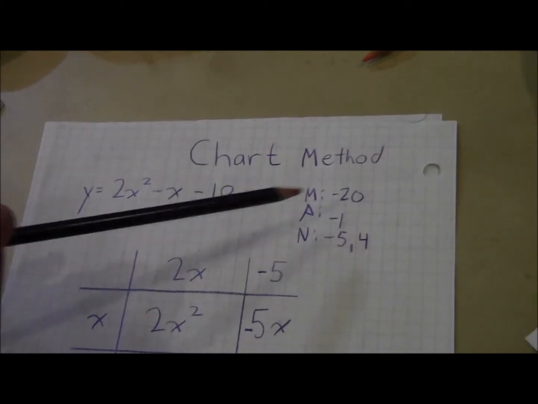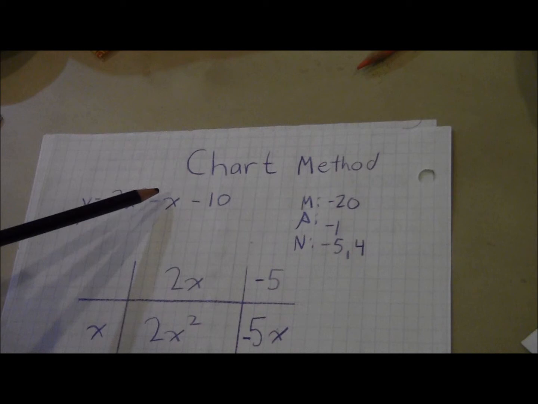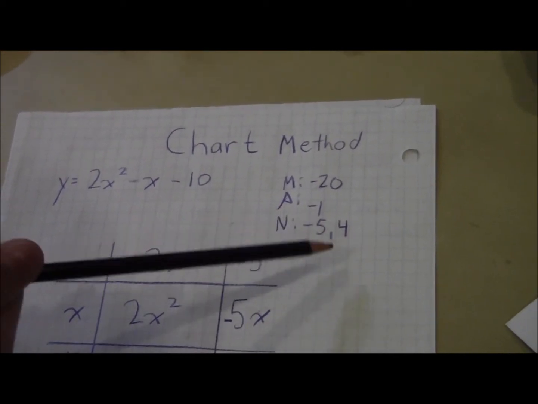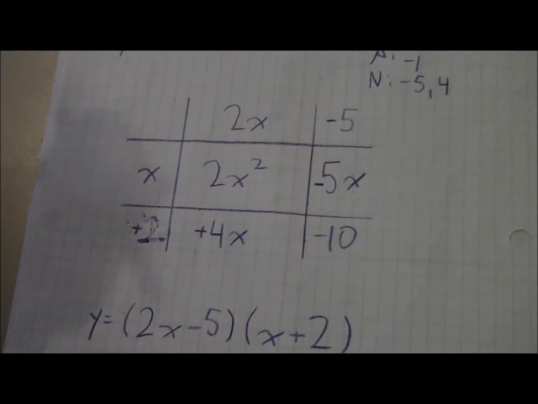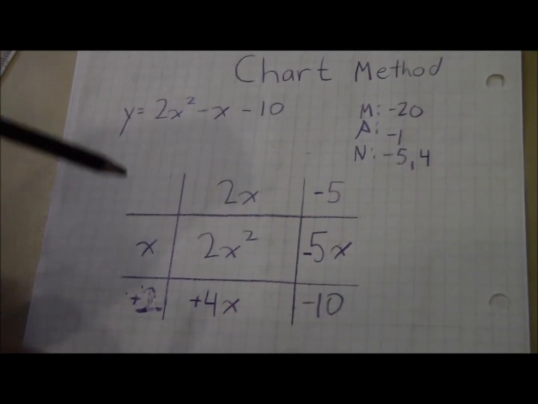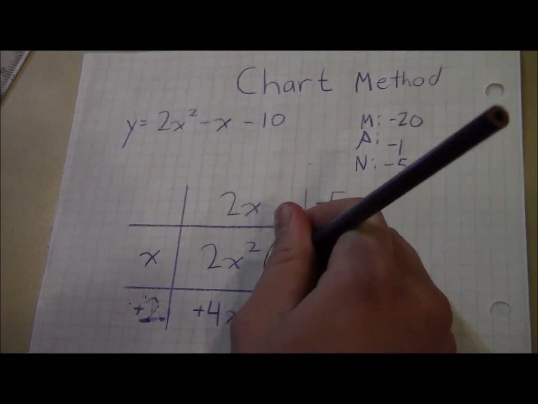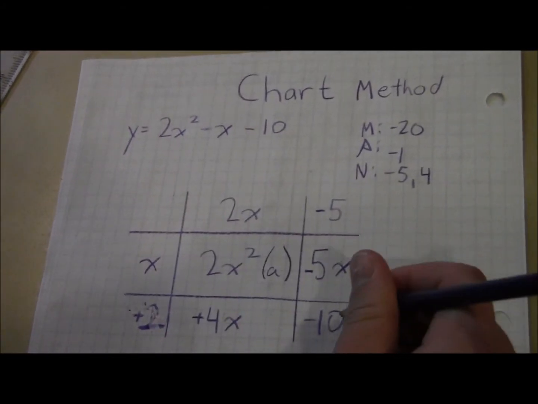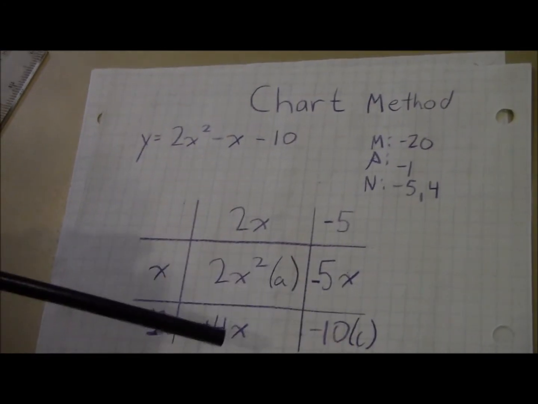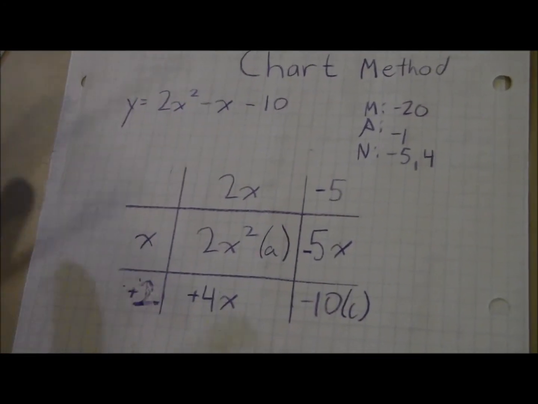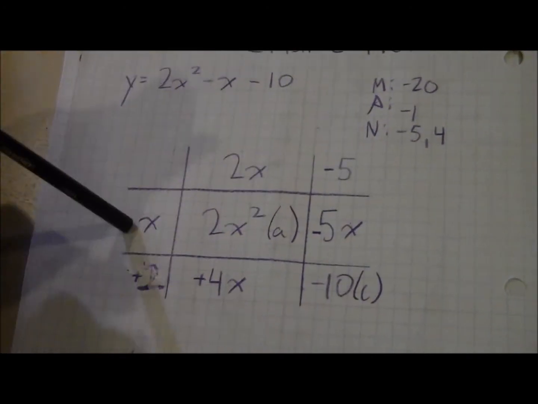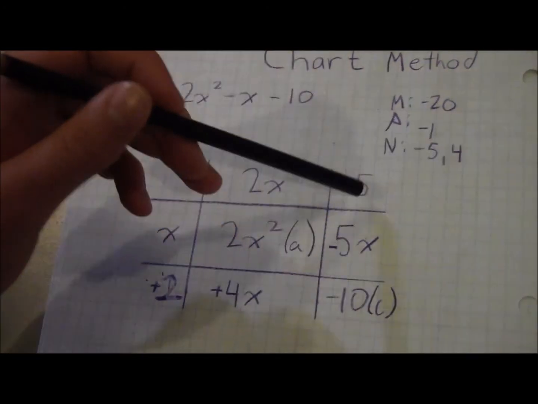The number it adds to stays minus 1. So the numbers are minus 5 and 4. So the chart sets up a little like this. You start with the a value, right here. So 2x squared. You put the c value here, and then you put the 2 zeros there. And after all this is done, you can easily figure out what these two numbers are and these two numbers are.